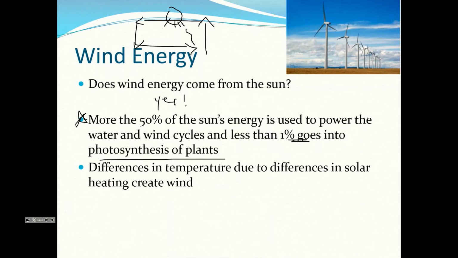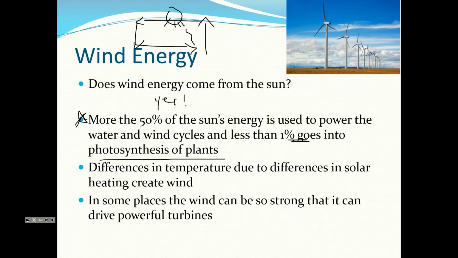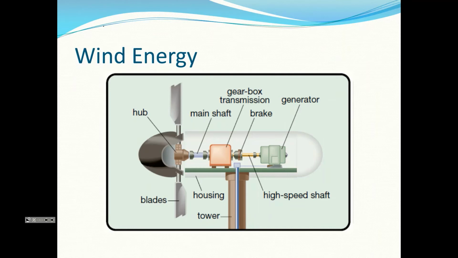So differences in temperature due to differences in solar heating create wind, and in some places that can drive these powerful turbines. The energy conversions that happen are that EMR light from the sun turns into heat, and that heat turns into kinetic energy. The kinetic energy of the wind makes this turbine turn and creates electrical energy. Okay, those are our energy conversions.